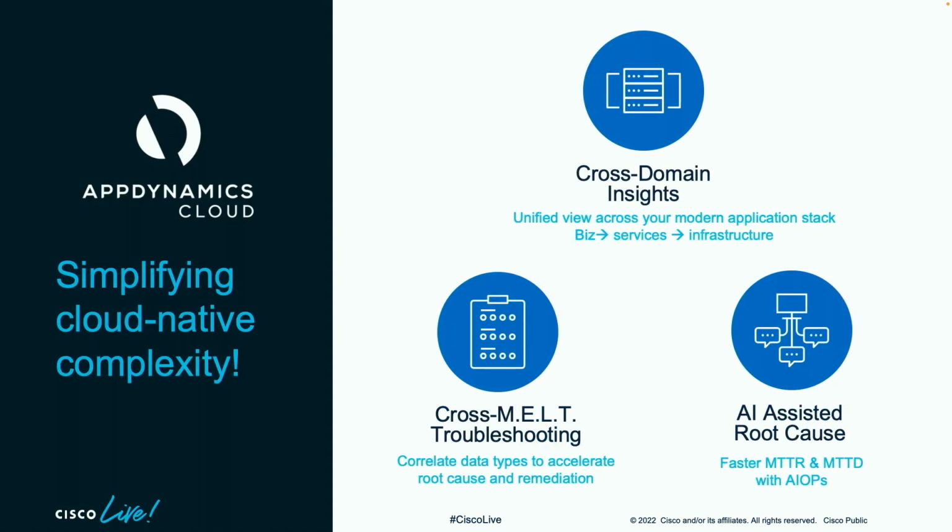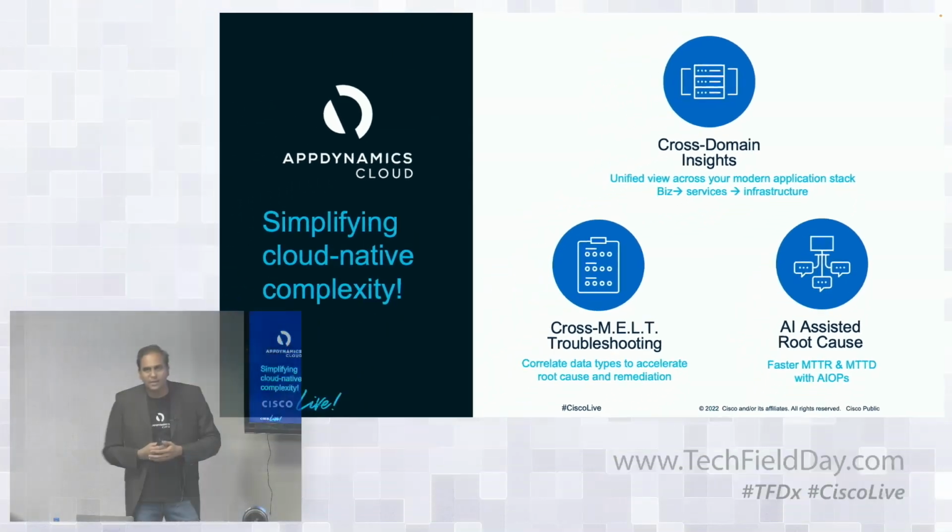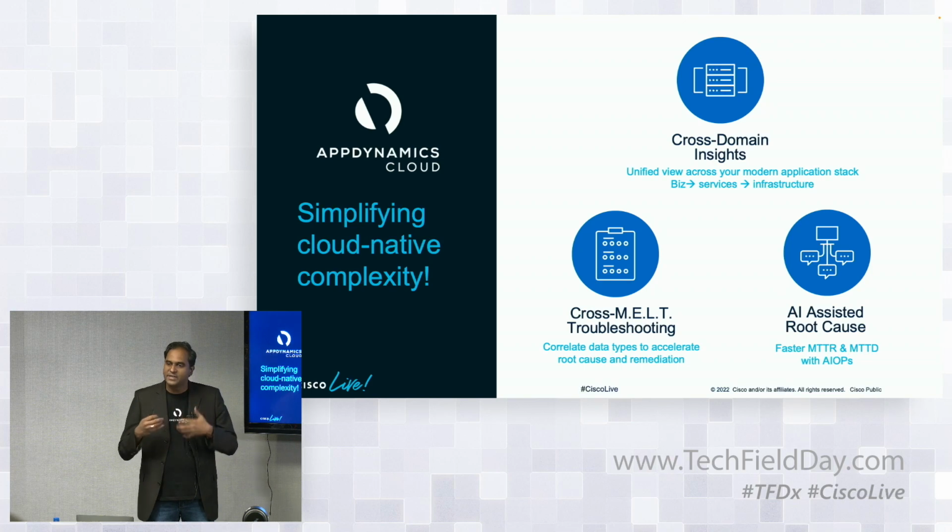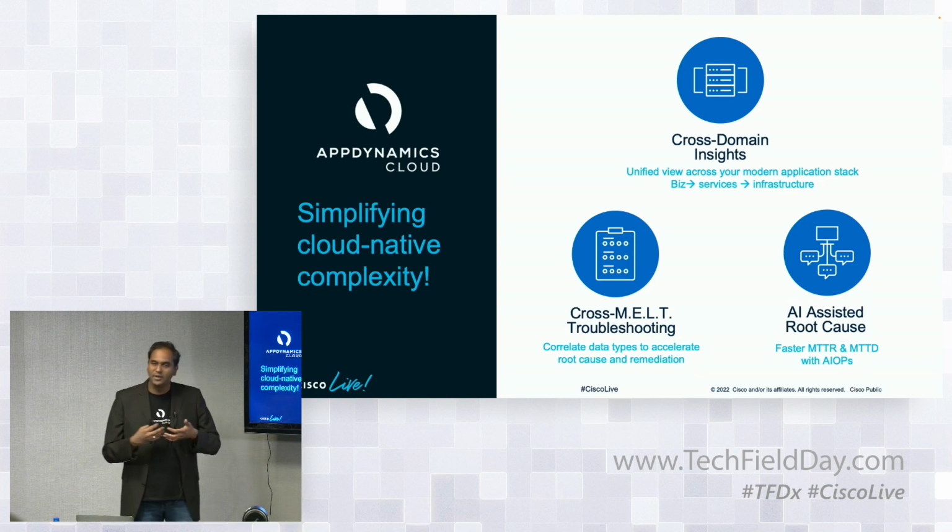Cool. So when you think about what it means to simplify cloud-native complexity, there are 3 key pillars. The first one, as I mentioned, is this idea of cross-domain insights. And why is this important? Let's say a network operations person sees a network alert. If that person can understand the business impact, for example, they're an e-commerce company and it has an impact on shopping cart drops, then it is a critical thing that they need to go react to, and they need to let other teams know about that view.